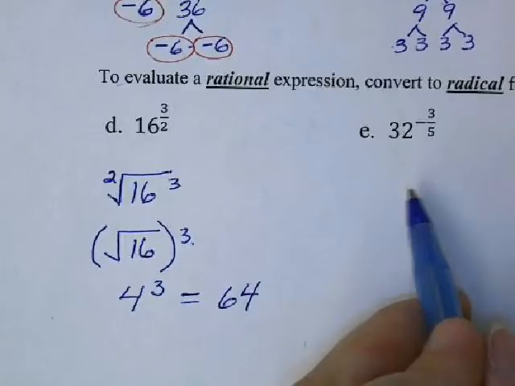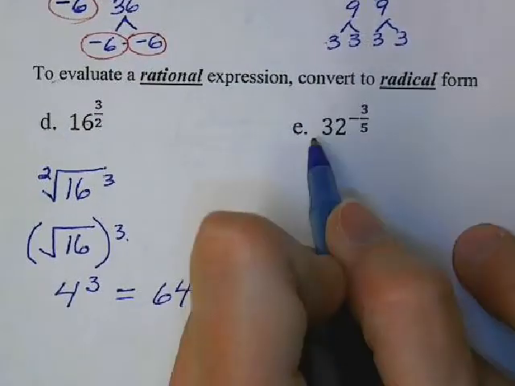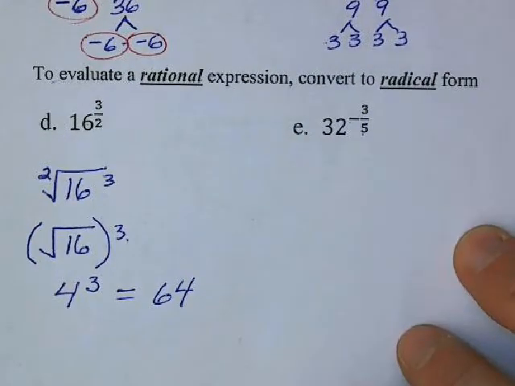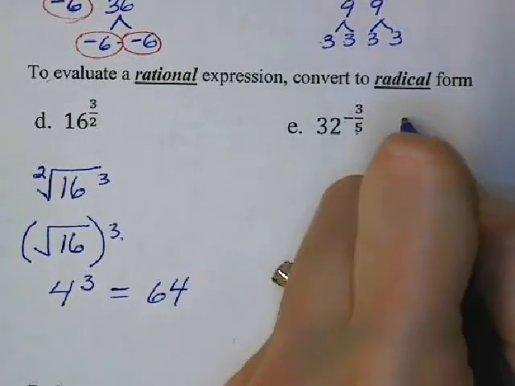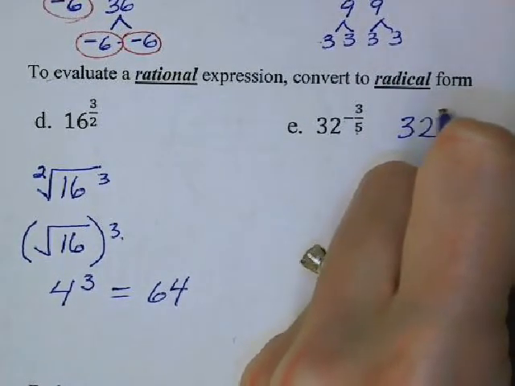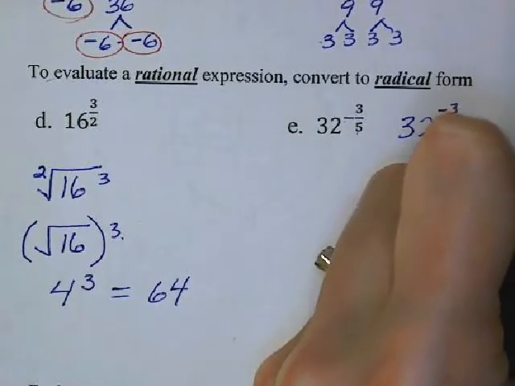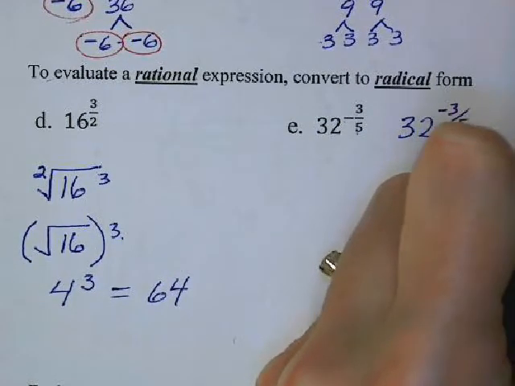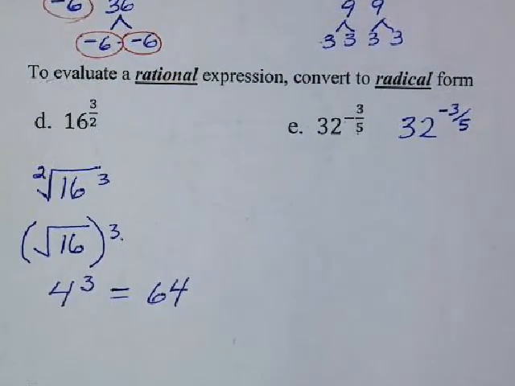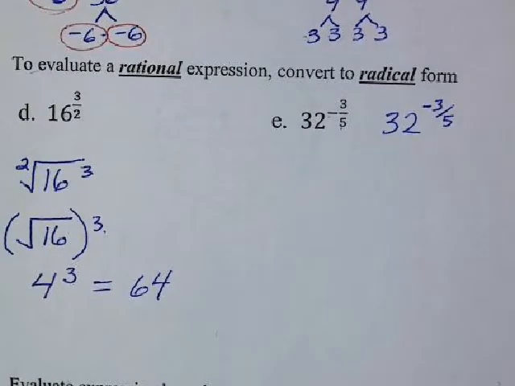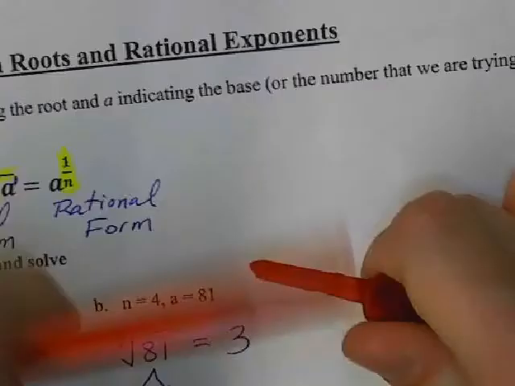So let's think of this next one. This next one has 32 to the negative 3/5 power. Ooh, that's tricky. It's negative, so I would put negative 3 over 5 like that. Ooh, how do we deal with negatives? Yikes, negative exponents. So we need to review negative exponents. Maybe I'll write it up here at the top: how to deal with negative exponents.